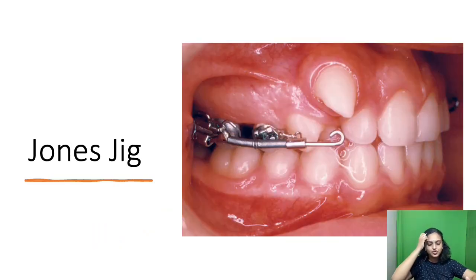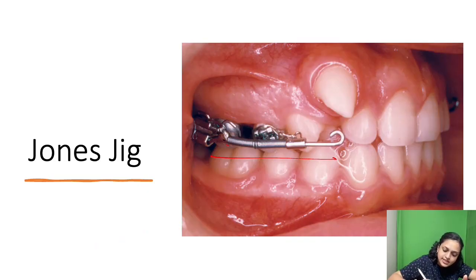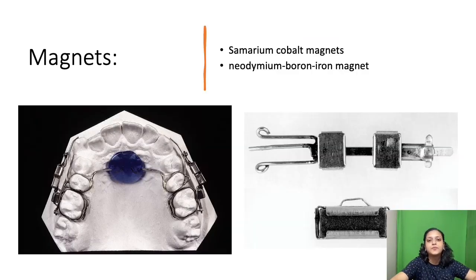Next is something called a Jones jig. This is also a very important distalization appliance, but a buccally positioned one. All the previous appliances were positioned palatally. This Jones jig is a buccally positioned distalization appliance. There is a Nitinol coil spring here. They will pull and tie it to the molar so that this Nitinol coil spring will push the molar backwards. This was given by Jones, so that's why it's called Jones jig.